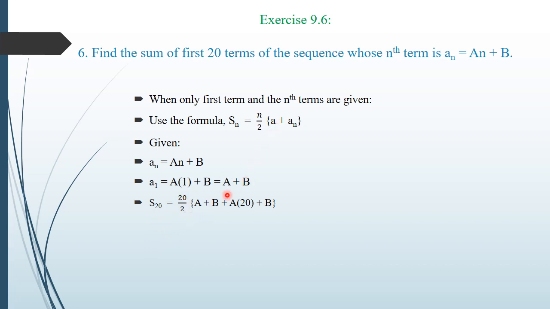In place of a, I'll substitute A plus B as it is. In place of an, I'll substitute An plus B. Here in place of n, I'll substitute 20 because we need the sum up to 20 terms. Simplifying this, 20 by 2 will give me 10. And we can see here, this is 20A and one more A, that will be 21A. And this is B plus B, that is 2B. Therefore, the sum of 20 terms of this sequence is going to be, when I multiply this 10 inside the bracket, 210A plus 20B.